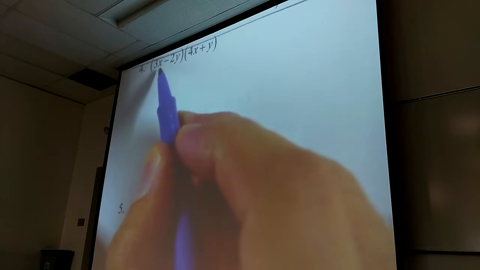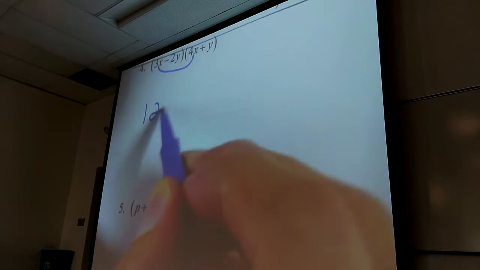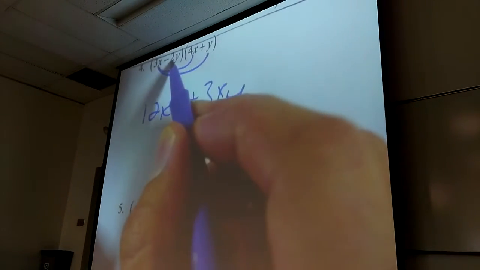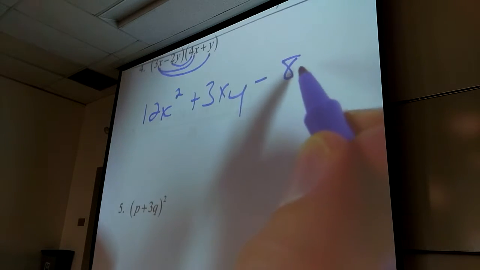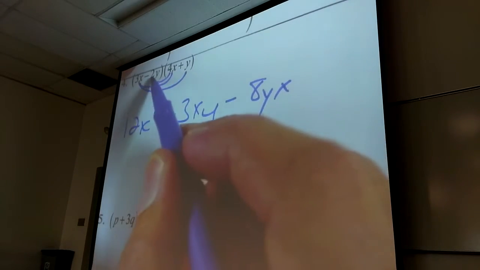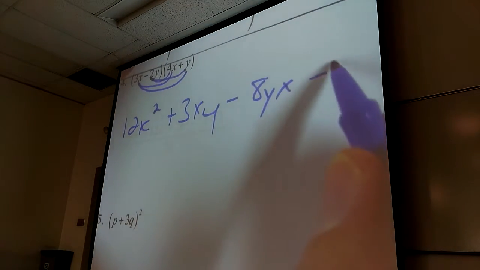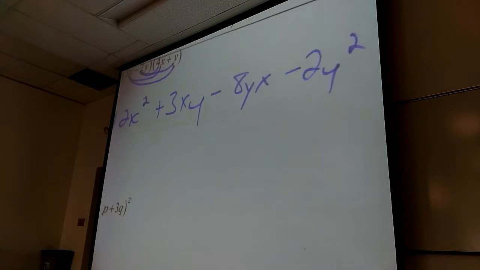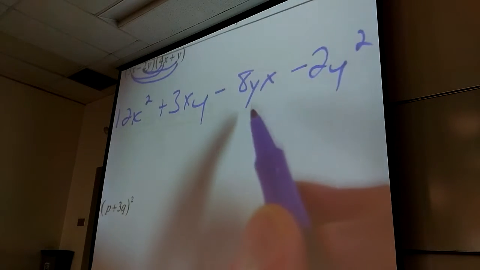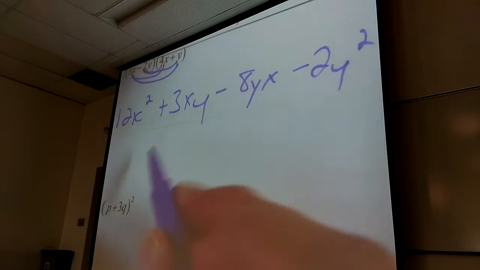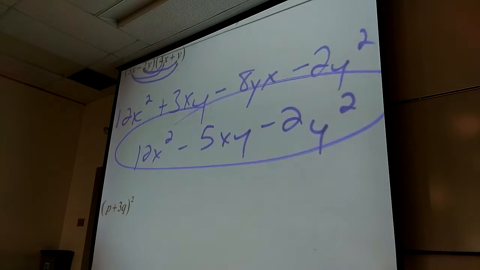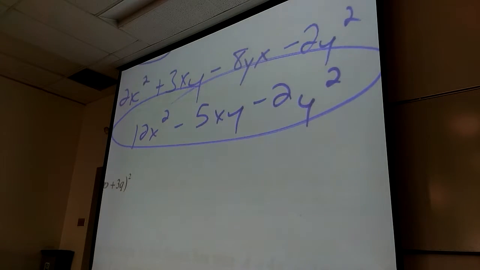When you start doing number 4 there, you get 12x squared plus 3xy. And I always get somebody to do this, which is fine. You can see y times x. And then what's negative 2y times y? Negative 2y squared. And then they just don't realize that these two in the middle are actually like terms, so they're just out of order. Y times x is the same thing as x times y. So you get 12x squared minus 5xy minus 2y squared. It's just convention to put them in alphabetical order.